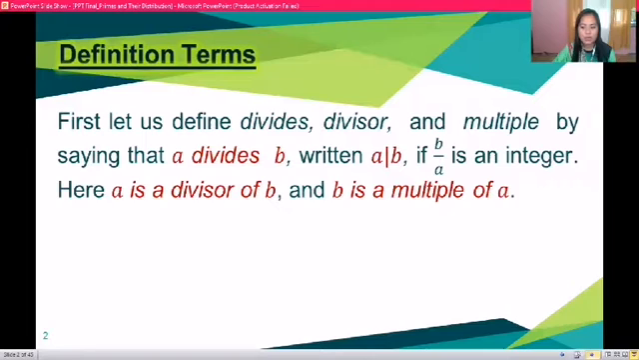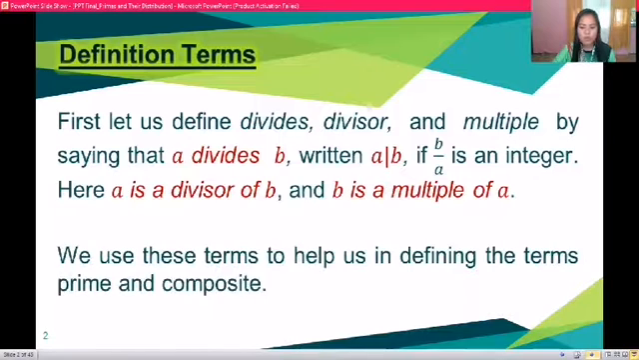First, let us define divides, divisor, and multiple by saying that A divides B, written A | B, if B divided by A is an integer. Here, A is a divisor of B and B is a multiple of A.